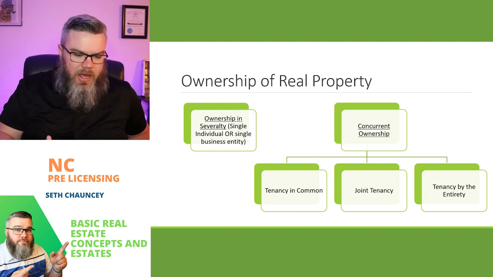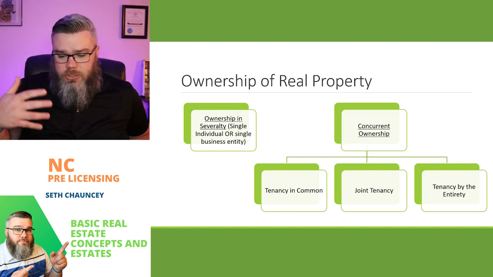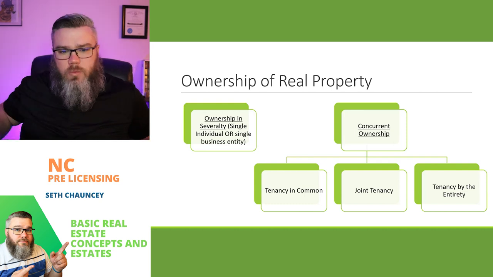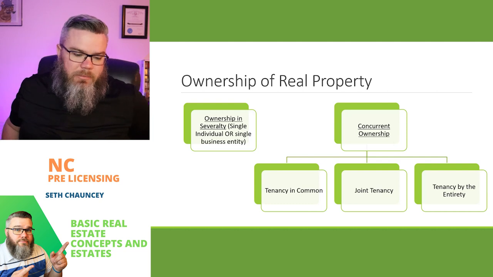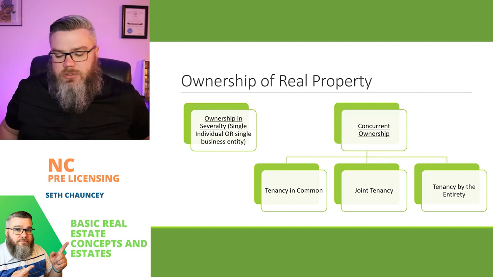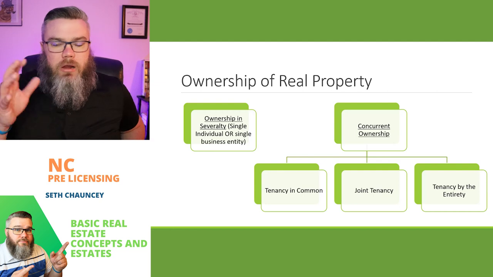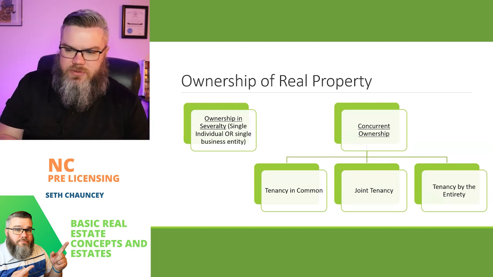Tenancy in common is for anybody, but you can will your shares. Joint tenancy is for anybody, but you can't will your shares because somebody else will absorb it when you kick the bucket. And then tenancy by the entirety, you can't will your shares, and you have to be married couples only because of this thing called the right of survivorship.